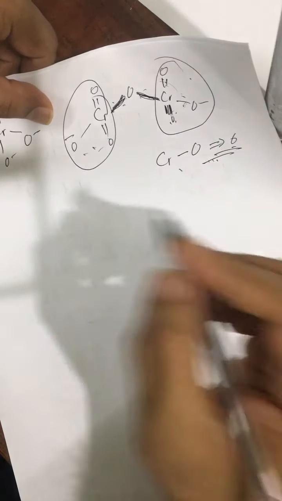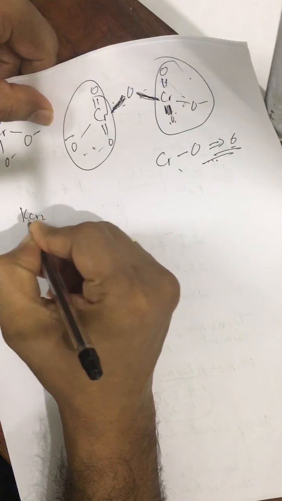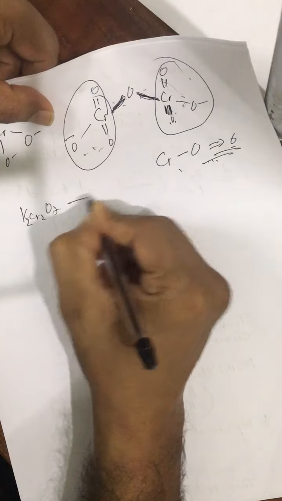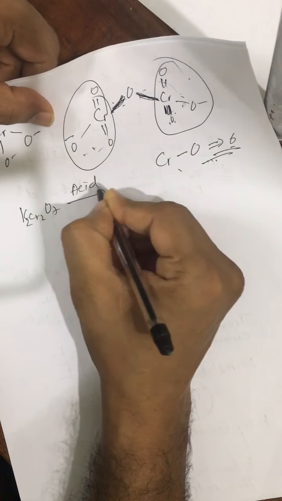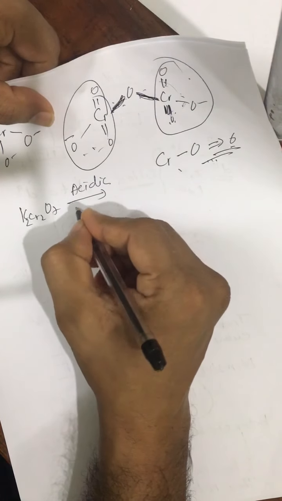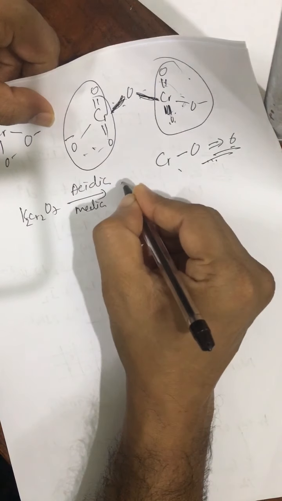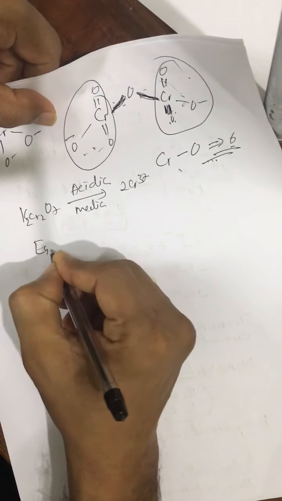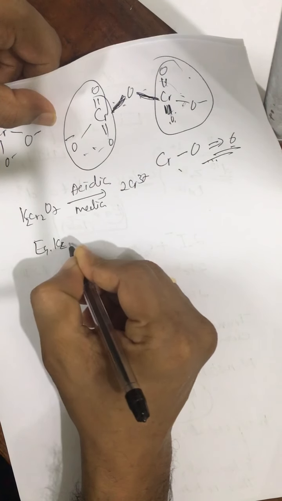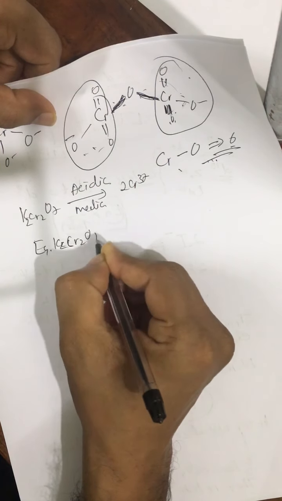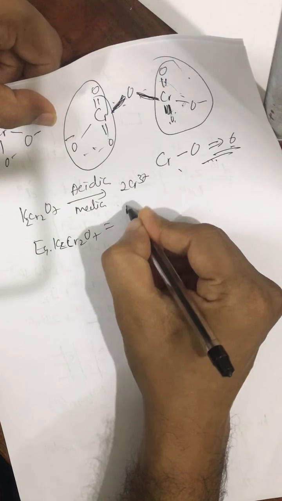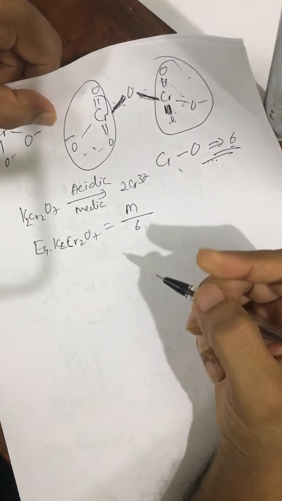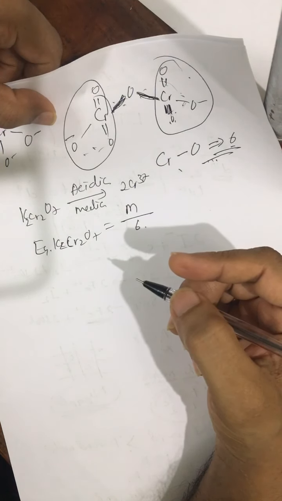And then during reaction, K2Cr2O7 is self-reduced. It shows oxidizing behavior only in acidic media, where it is self-reduced to Cr3+. And about the equivalent mass of K2Cr2O7, it is molar mass divided by 6, that is the change in oxidation state per mole.